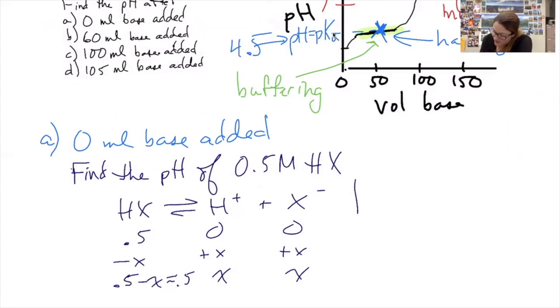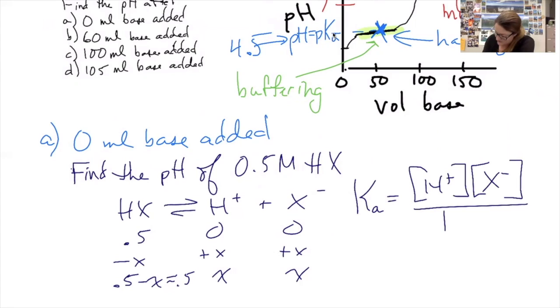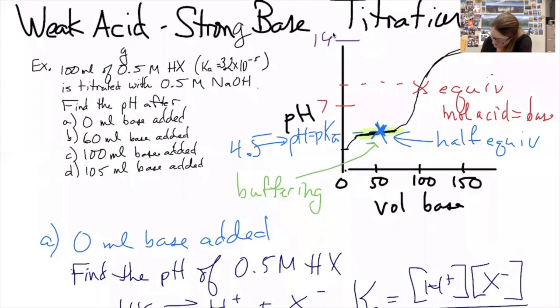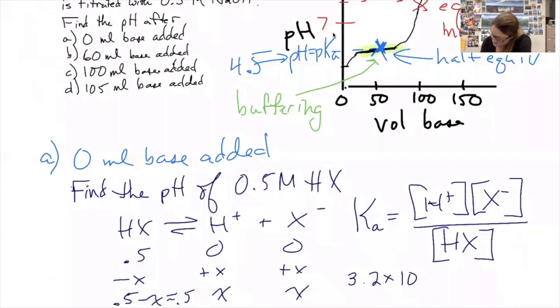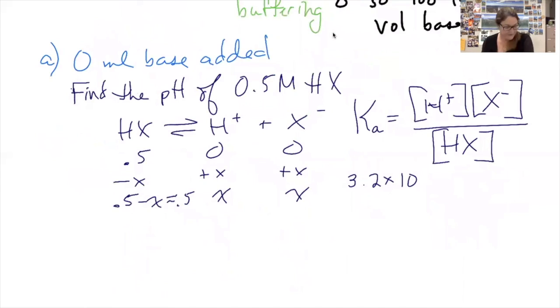Next, I'm going to write my Ka expression. Remember, your Ka expression shouldn't have numbers plugged into it. It should just be in terms of the reaction with no K value and no variables. So Ka equals [H+][X-] over [HX]. I'm going to plug in my 3.2 times 10 to the negative fifth equals X squared over 0.5.